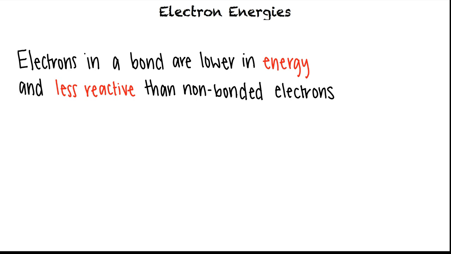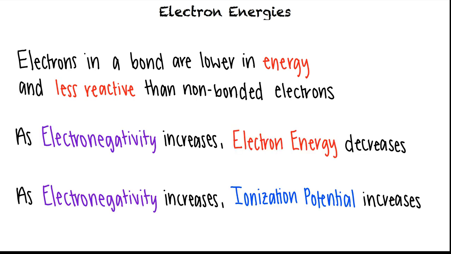So in looking at electron energies, electrons in a bond are both lower in energy and less reactive than non-bonded electrons. Also, we compare electron energies between atoms by looking at electronegativity. As electronegativity increases, electron energy decreases, and ionization potential increases. That's exactly right.